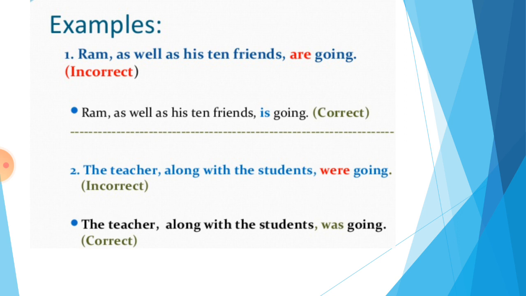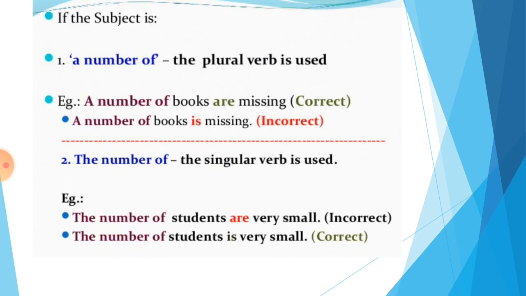The teacher along with the students were going. This is incorrect because the teacher is a singular subject. So the verb must be singular because here we are using the words along with. The teacher along with the students was going. We must remember these words, these common errors in English.